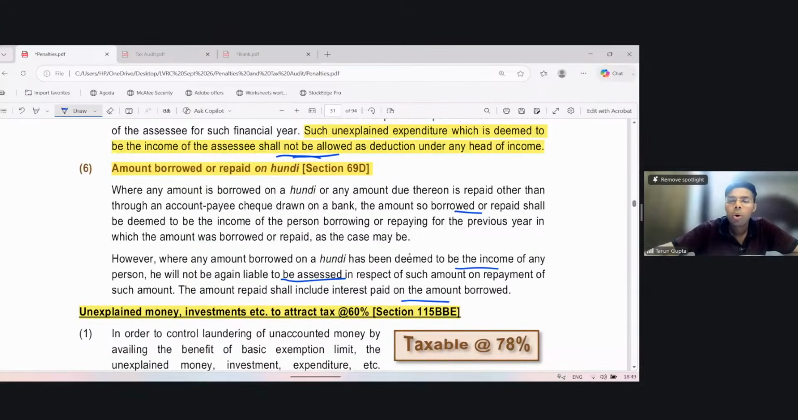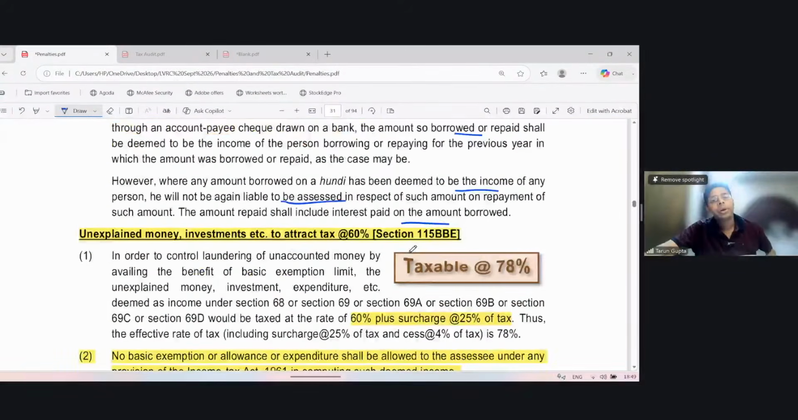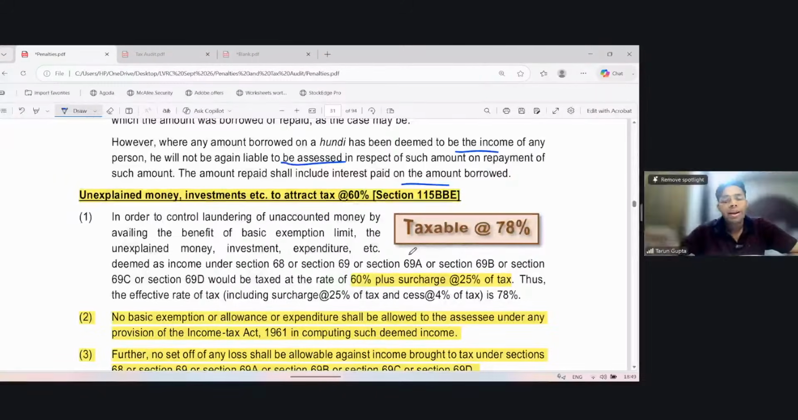Okay. So all this addition can be made towards unexplained income or credit or expenditure, right? Or investment. If any addition is made, then tax is levied under section 115BBE. Okay. And tax is levied at the rate of 60%. Plus, there is a mandatory surcharge at the rate of 25% and cess at the rate of 4%. So it amounts to 78%. 60 plus 25 plus 4. So if any addition is made under this section, there is a tax liability equivalent to 78% of the addition so made.